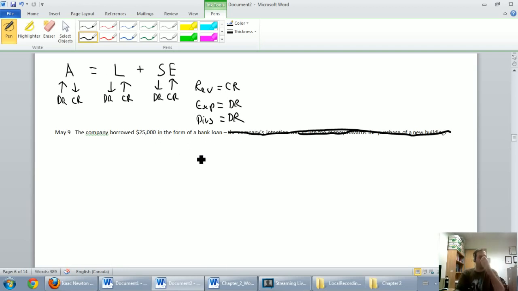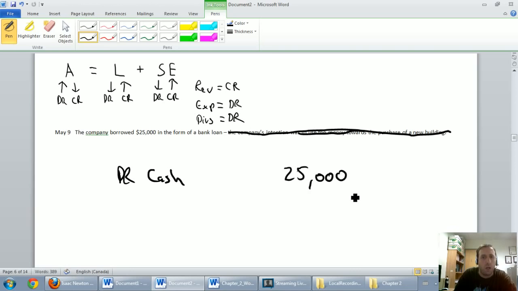All right, so my first question is, is cash involved? And the answer is yes. We borrowed 25 grand in cash. We didn't borrow 25 grand in widgets or anything else. We borrowed 25 grand in cash. Cash is an asset. That asset is going up. Let's debit cash. All right, so we debit cash for 25,000.